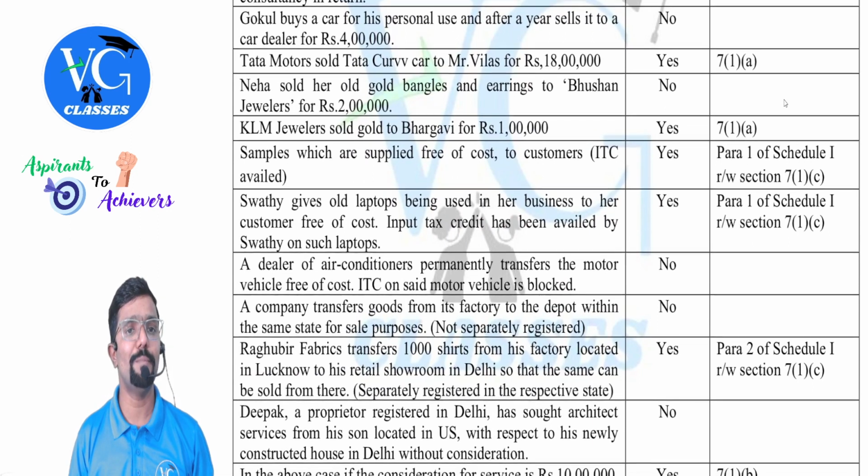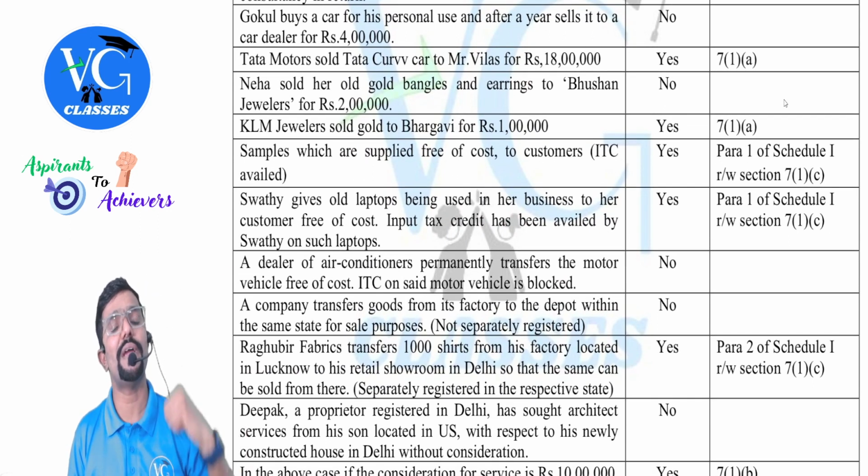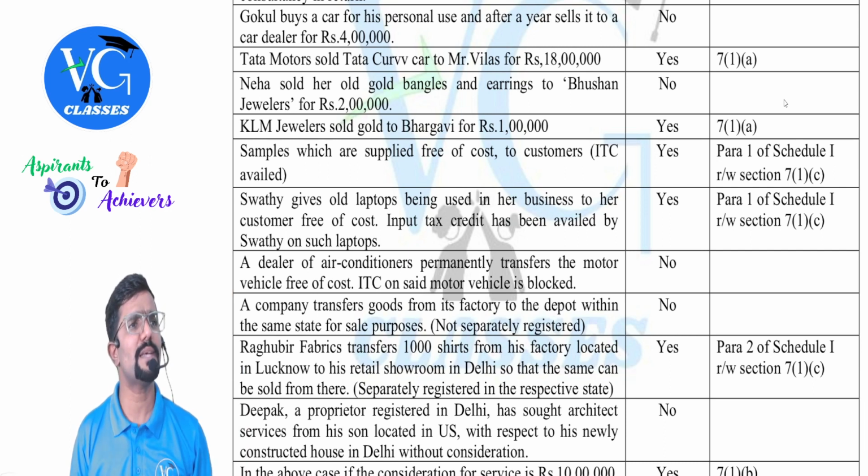Next, Gokul buys a car for his personal use. After a year, he sells it to a car dealer for 4 lakh. Is it a supply? No. For Gokul, is it a supply? No. Why so? Because selling a car is not a business of Gokul.